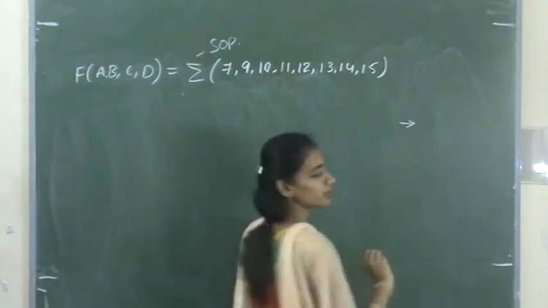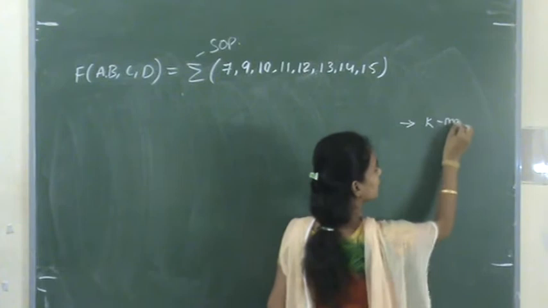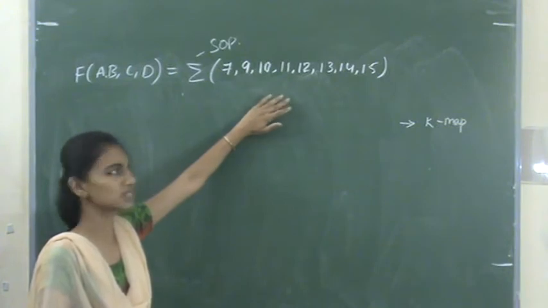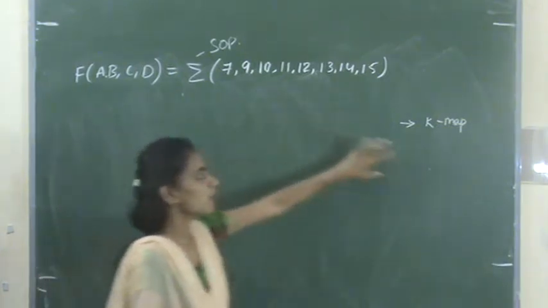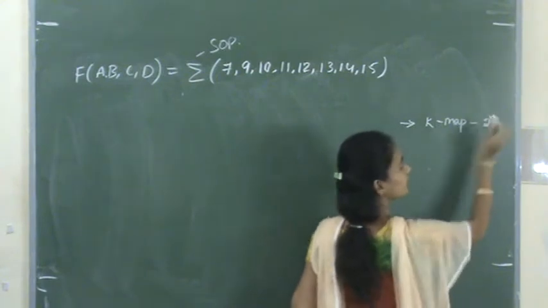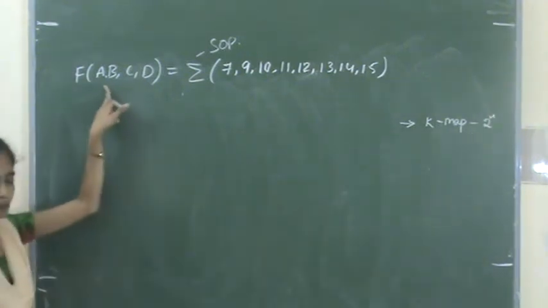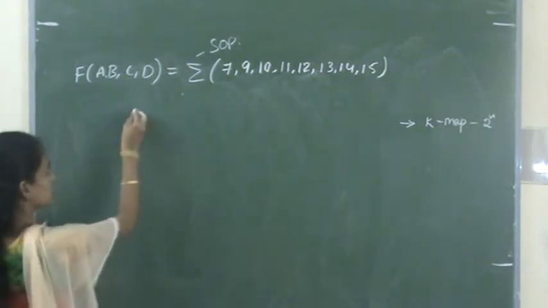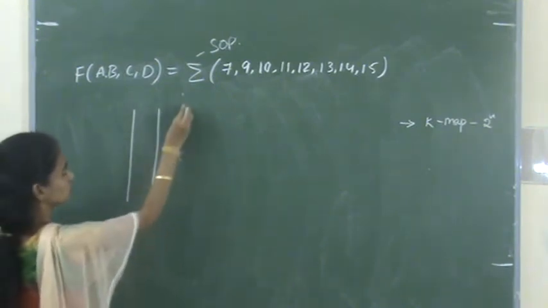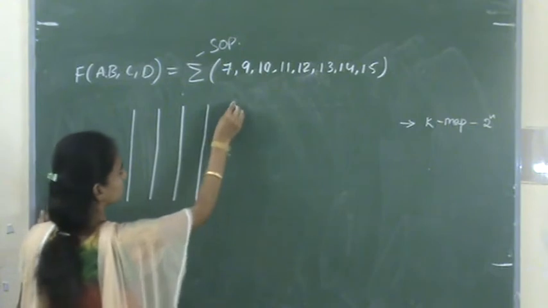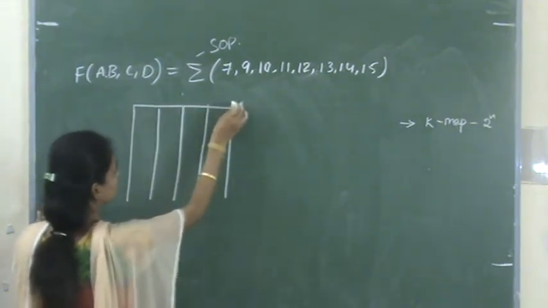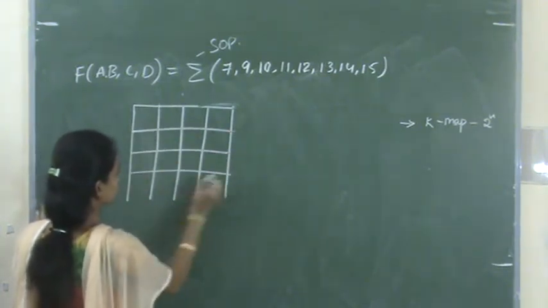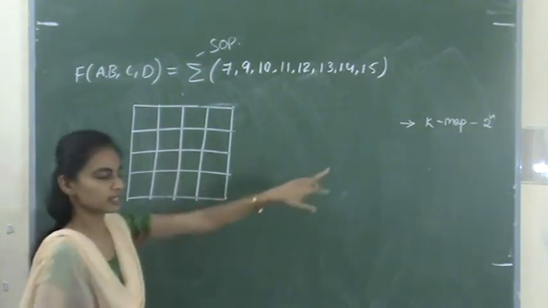First, we have to write a K-map, right? So if they give a question like this, the first step is to write a K-map. So how to write a K-map? We know that 2 power n squares, right? So here we have 4 variables. For 4 variables, 2 power 4 is 16. So first write 16 squares. So I wrote 16 squares.